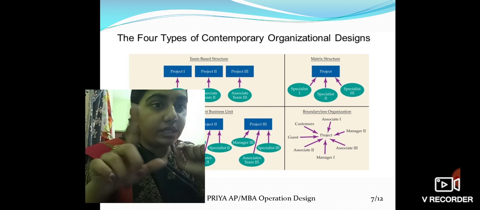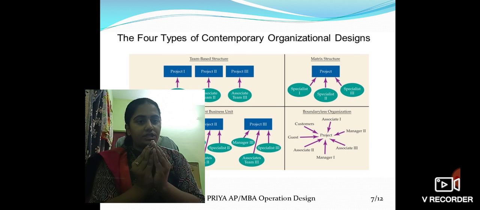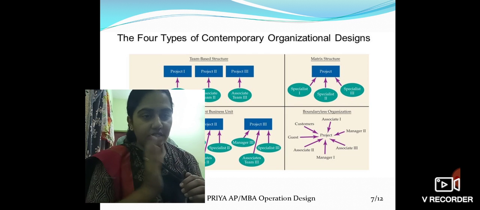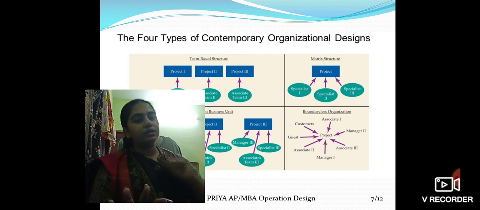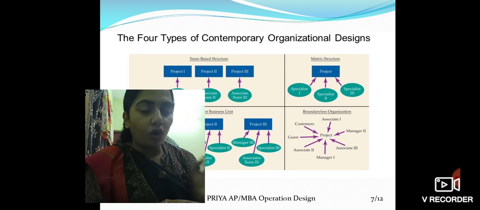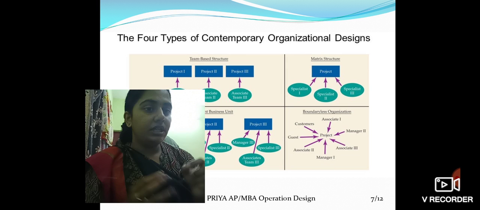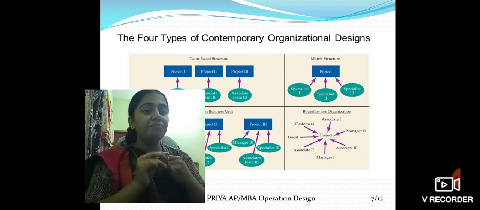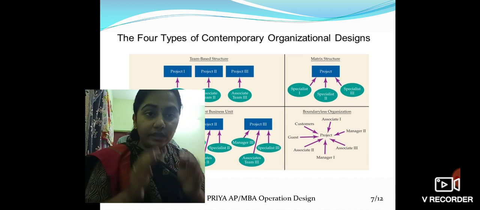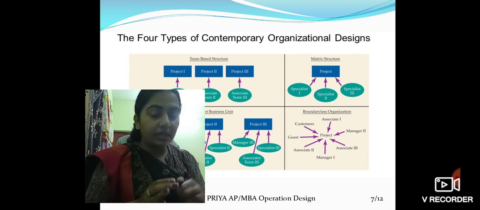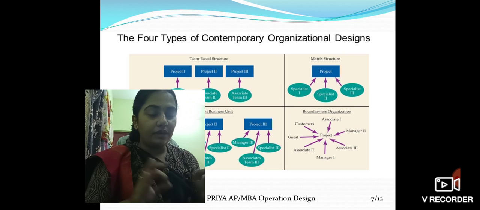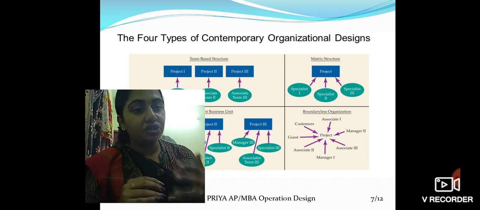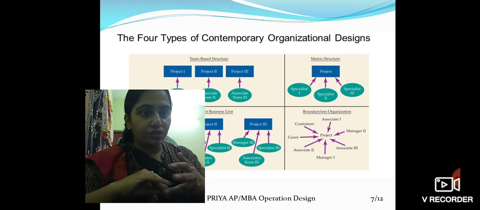So next is boundaryless organization. A project will be worked on, same as the independent business unit. Whoever is in the organization will work on the project. Even guests and customers will also work on the project. That is called boundaryless. There is no boundary, like these people should work and these people should not work. Each and every person, whoever they may be, can work on the same project.